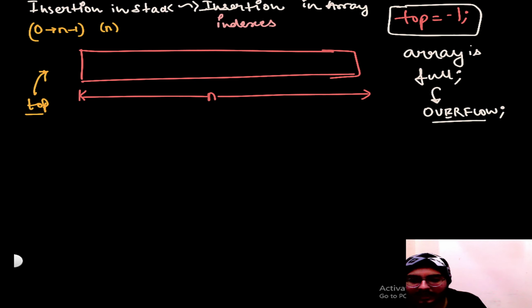Now I am asked to push 20. So what I will do is again check the condition, whether overflow happened or not. Then I will do top plus plus. So just a minute, top plus plus. So my top will come here, and array of top is equal to 20. So here I will put 20. That's how my array would be populated.